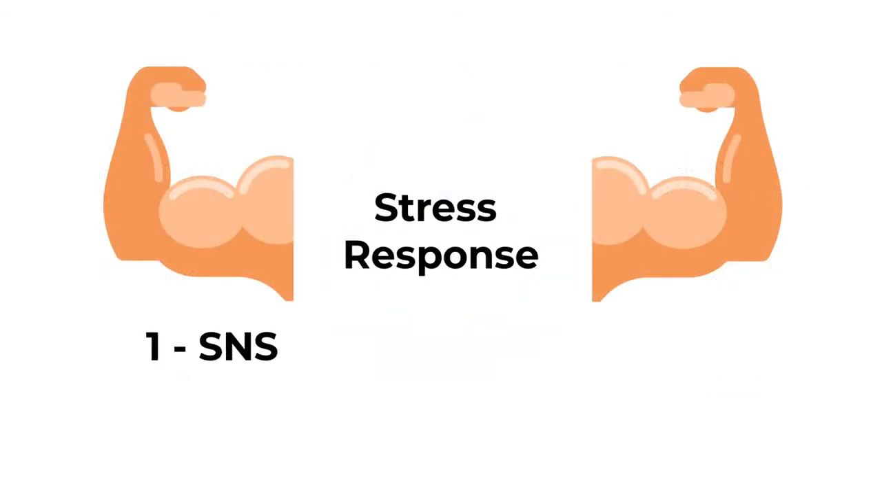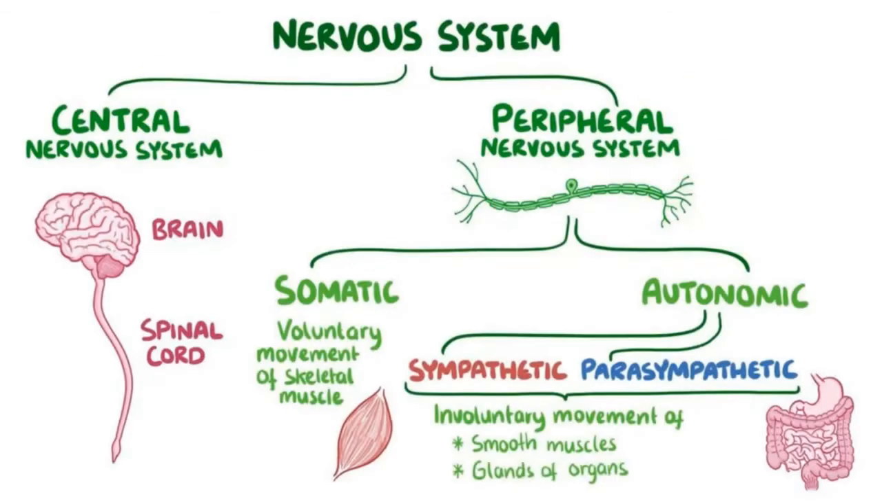The stress response consists of 2 arms. The first line of response is activation of the sympathetic nervous system. This arm engages fight or flight mechanisms in the body. As we know, the sympathetic nervous system is a function of the autonomic nervous system.